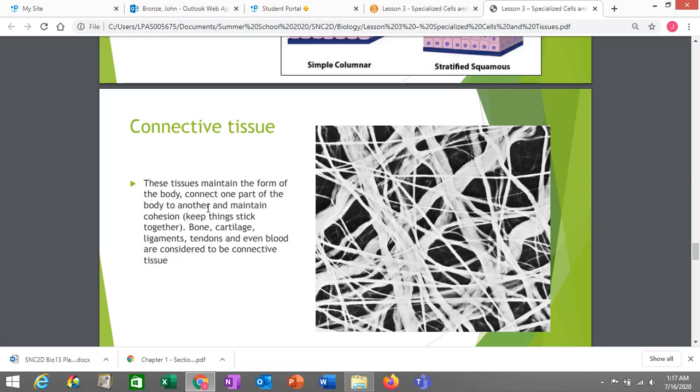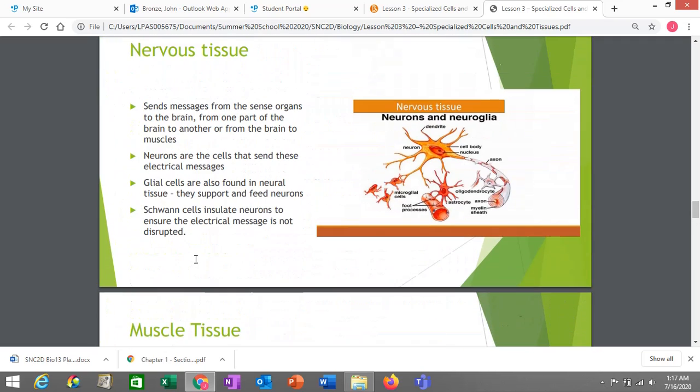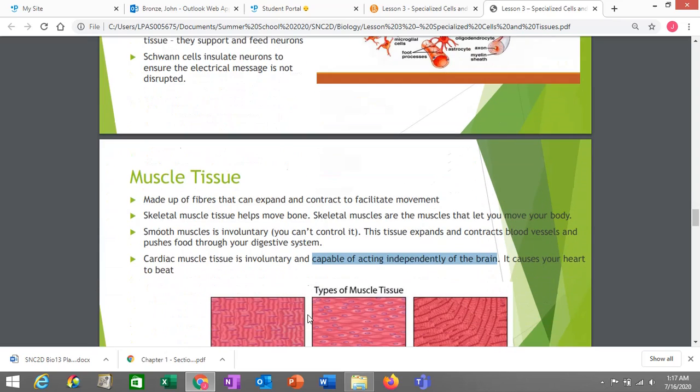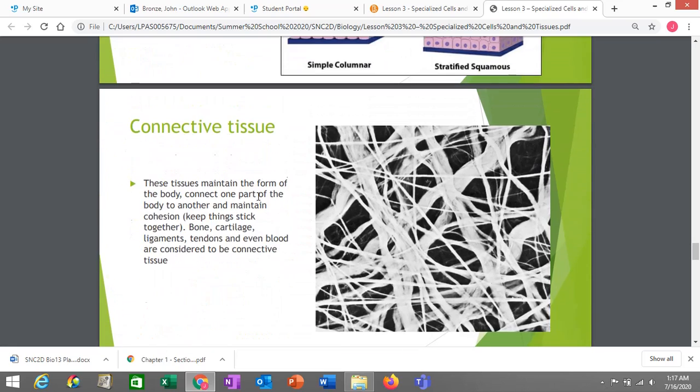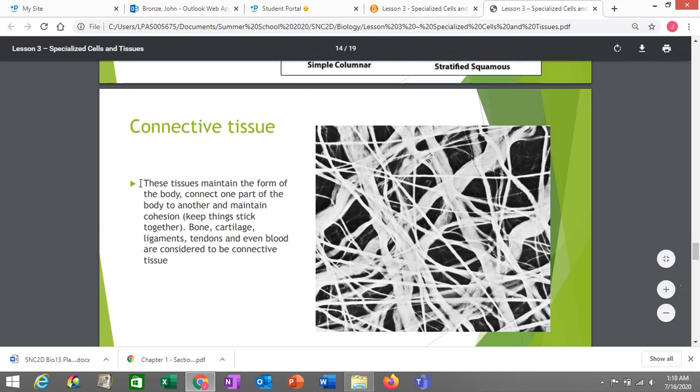These are tissues like your bone, right, that keep your body standing upright. Your cartilage in your nose, for example, is a little bit more flexible than bone, but it's still pretty hard. It keeps shape. Your ligaments and tendons, and even your blood. Blood itself is considered to be a type of connective tissue. So typically, if you're looking at nervous, muscle, and epithelial, and it's not any one of those, then it's probably this one, because you have quite a variety of connective tissue.